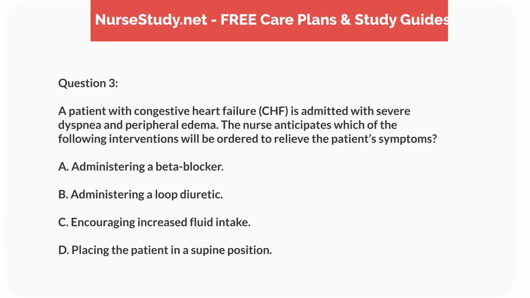Question 3. A patient with congestive heart failure, CHF, is admitted with severe dyspnea and peripheral edema. The nurse anticipates which of the following interventions will be ordered to relieve the patient's symptoms? A. Administering a beta blocker. B. Administering a loop diuretic. C. Encouraging increased fluid intake. D. Placing the patient in a supine position.